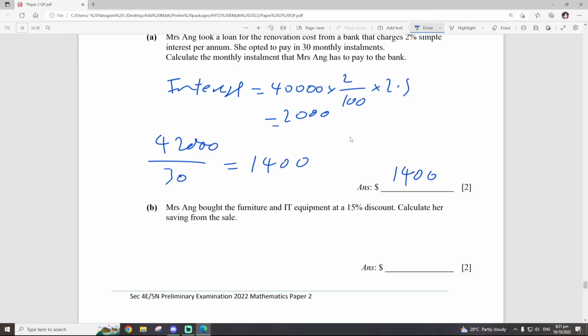So that would be 85% equals 5,100. So the original, you can work out to be 6,000. So the total she saved will be $900. Take the difference.